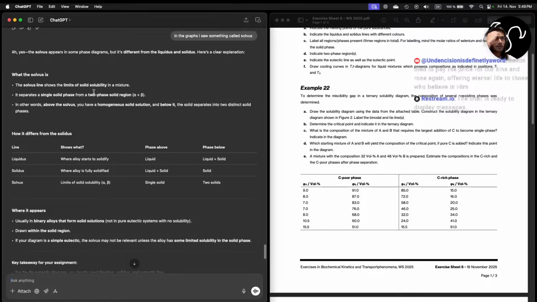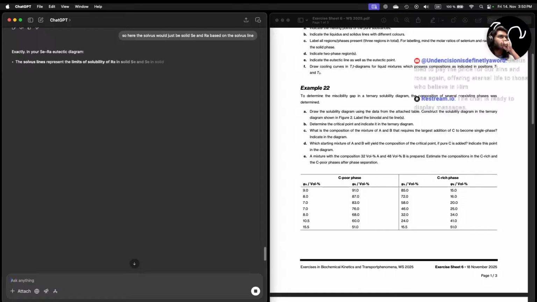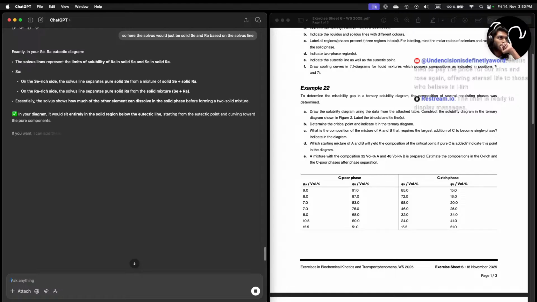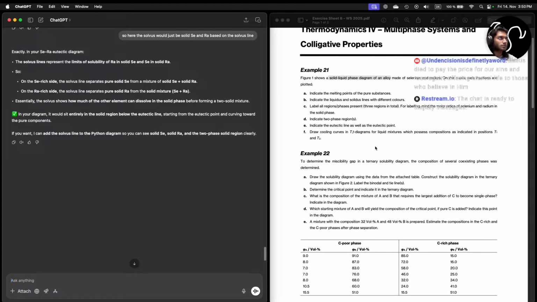It's a solid solubility. The mixture separates into a single solid phase. Okay. So here the solvus. Actually, I think this looks pretty easy.